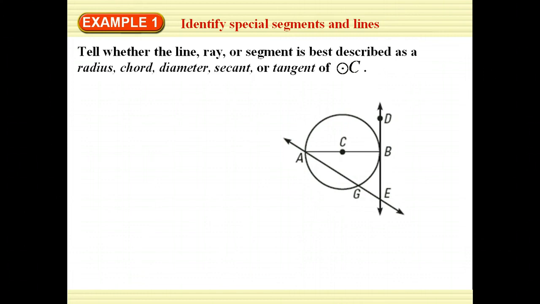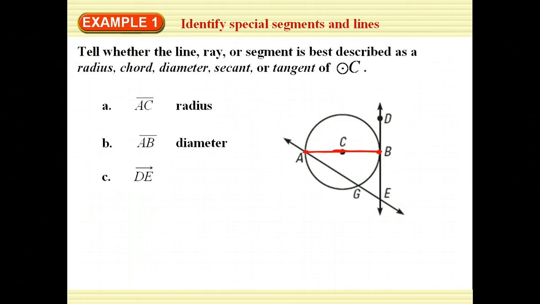So let's look at some examples of what we'll be doing. Tell whether the line, ray, or segment is best described as a radius, chord, diameter, secant, or tangent. Let me get a pen so I can mark what we're looking at. AC. Going from A to C, that simply connects the center to the circle, so that would be a radius. AB. It connects 2 points on the circle, but goes through the center, so that would be a diameter.